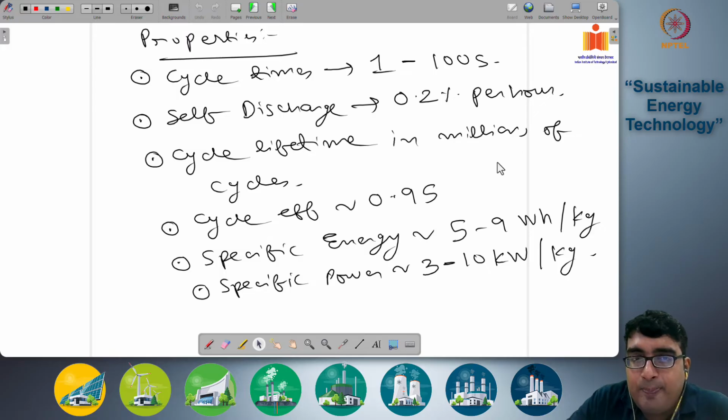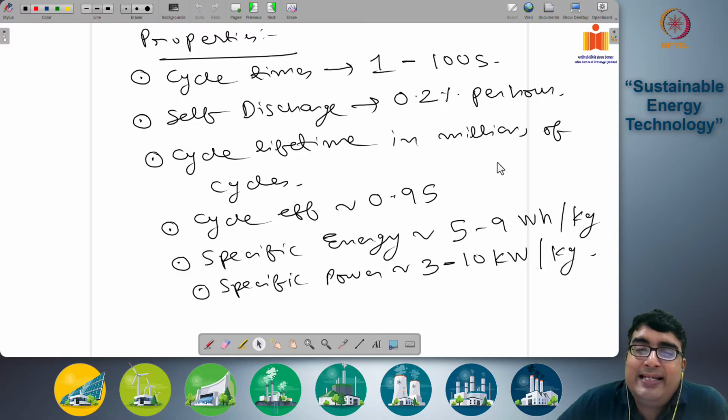Now, what are the properties of these types of ultracapacitors? So the cycle time can range from 1 to 100 seconds. So these capacitors can store energy around 1 to 100 second cycle time. So it can withstand cycle times of 1 to 100 seconds. So these also withstand very fast charge discharge cycles.